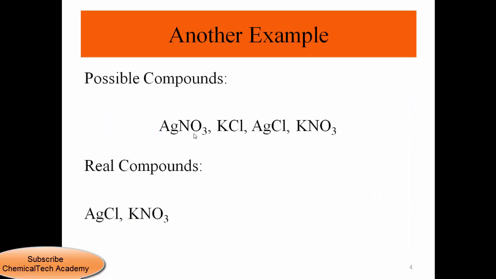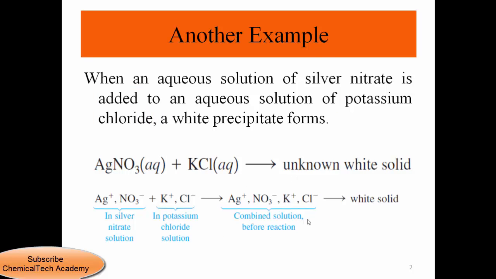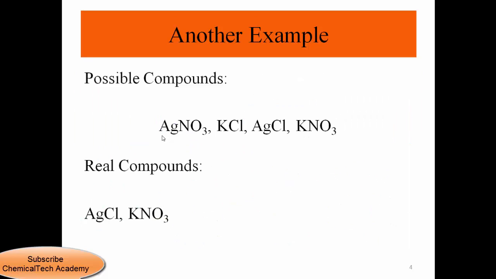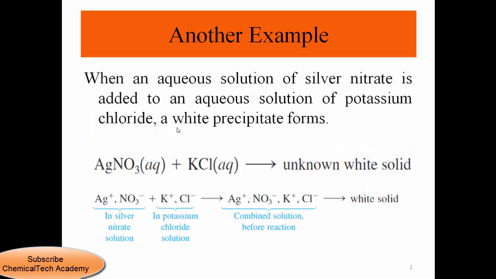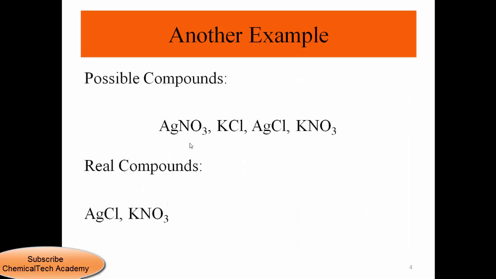So, possible compounds. Since we have all these ions, we can have different compounds. These possible compounds are silver nitrate, potassium chloride, silver chloride, and potassium nitrate. As we saw in the reactants, we have silver nitrate and potassium chloride. So we can cancel these two because these are the reactants, so they are not possible. So the real products are AgCl, which is silver chloride, and KNO3, which is potassium nitrate.